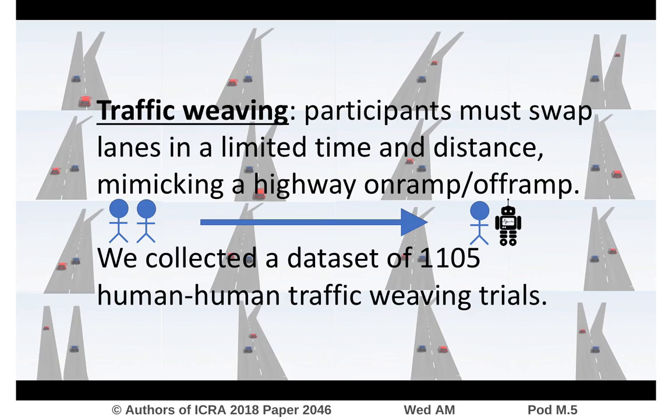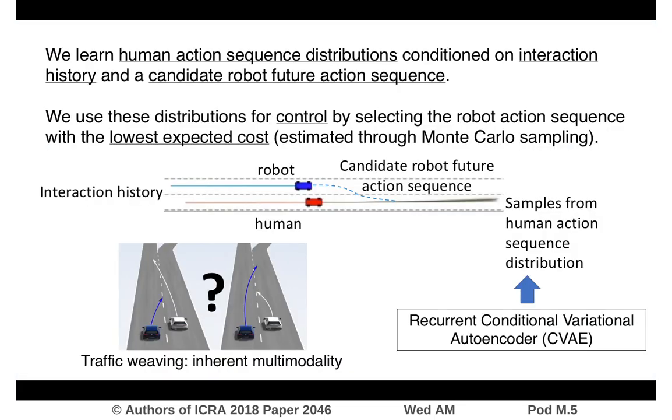We later used this simulator for human-in-the-loop testing against a robot agent taking the place of one of the human drivers. Our methodology is to learn human action sequence distributions conditioned on interaction history and a candidate robot future trajectory. We use this predictive distribution for control in the context of model-based robot motion planning under uncertainty.